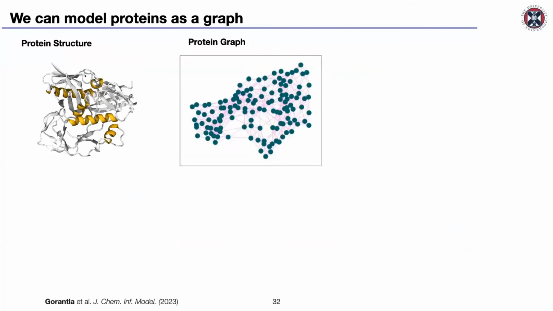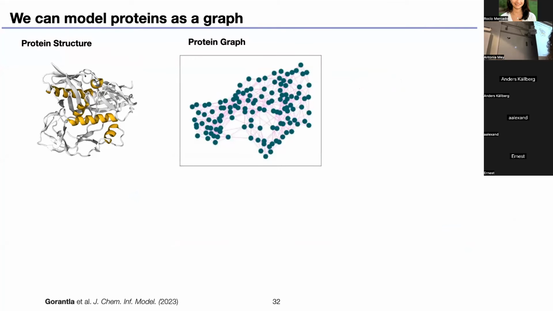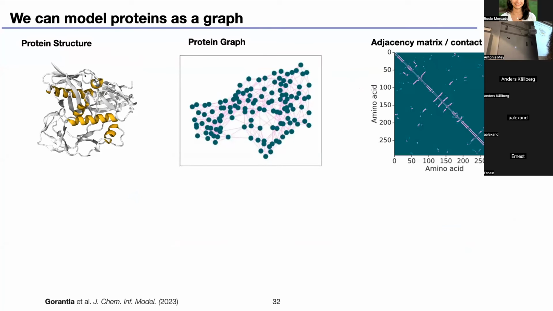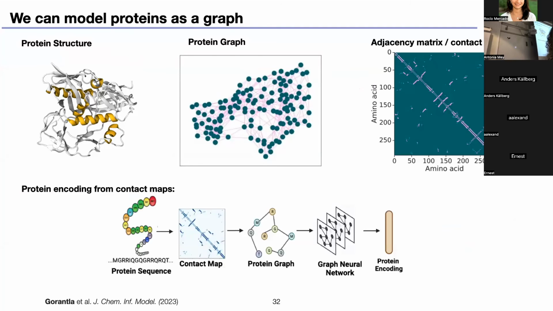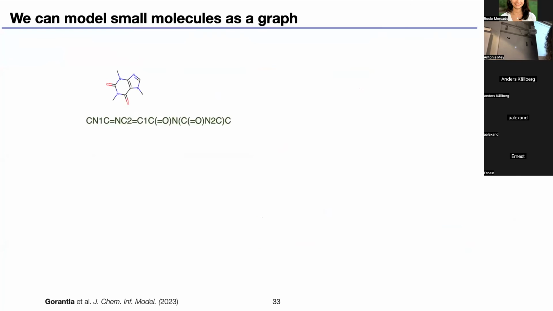atoms, and then connect them up in an adjacency matrix. That is called a contact map in the protein world. And then from that contact map, you can define a graph. You can use a graph neural network to then get a protein encoding out. You can do the same thing with ligands.